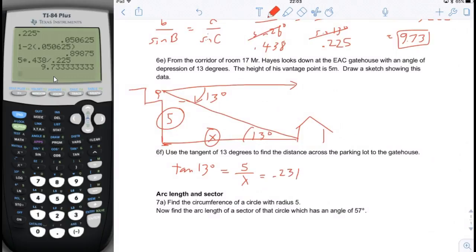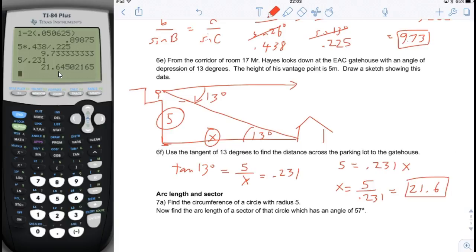And then we're going to say, okay, we want to know what x is. So we can cross multiply, and so we'll have 5 equals 0.231x. We just did that to get x out of the denominator to do a little bit of algebra. Now we're going to divide both sides by 0.231 to get the value for x. So 5 divided by 0.231 is equal to 21.6. Okay, so that's our answer. The gatehouse is 21.6 meters from the building.